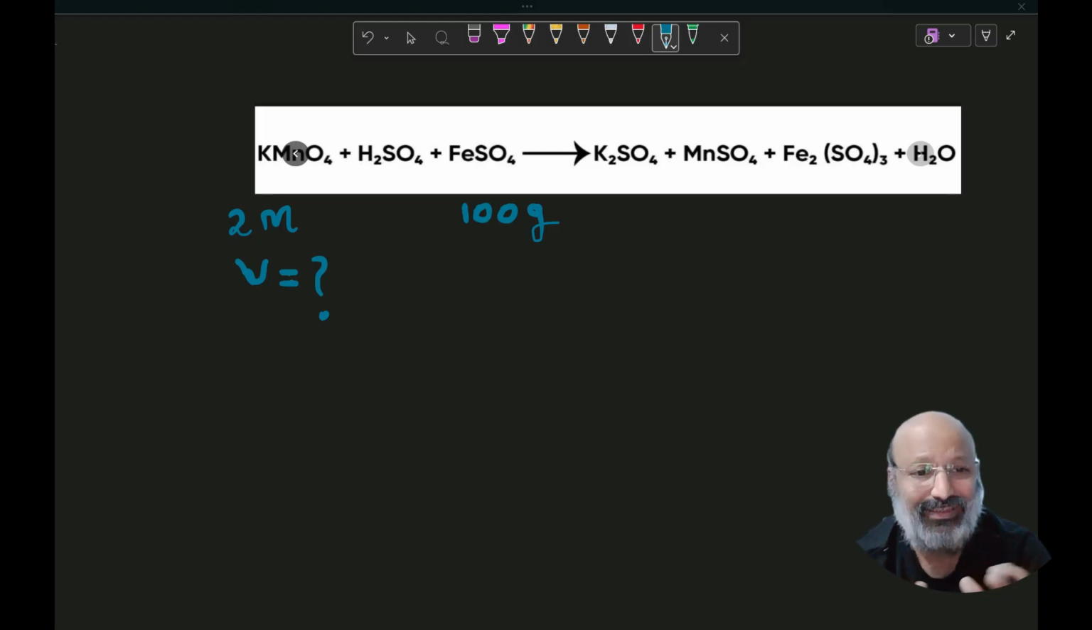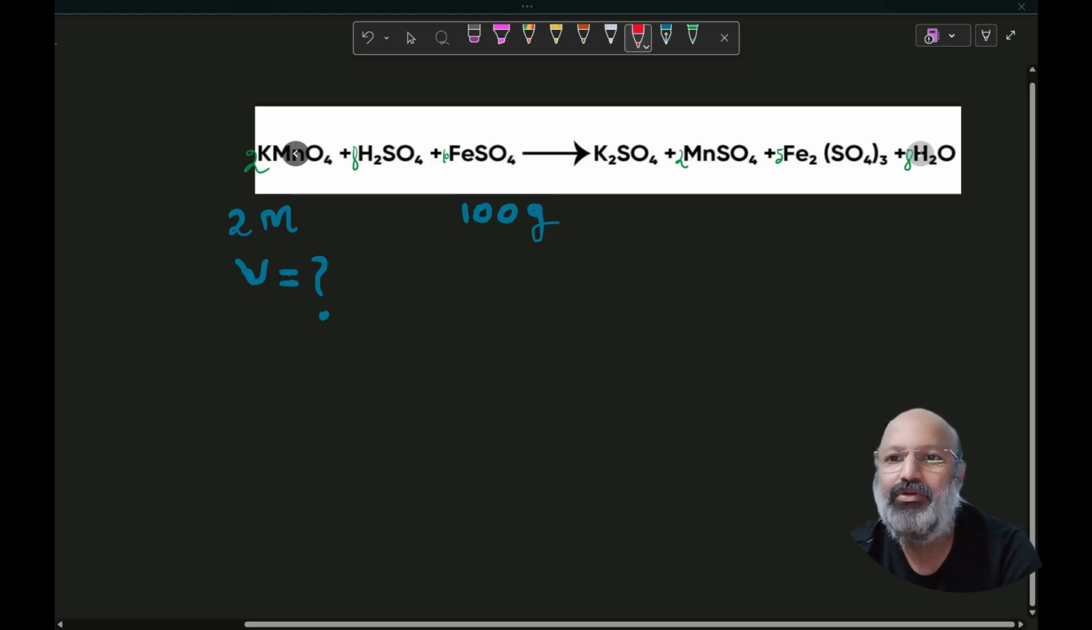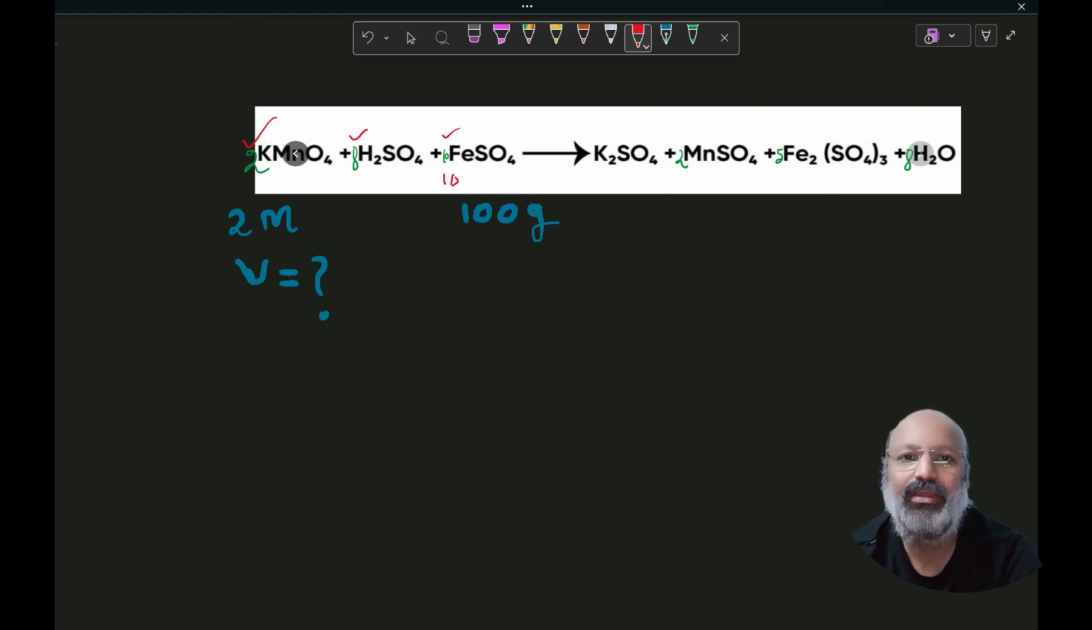First, you need to balance the equation. After balancing, you need to find the number of moles for FeSO4 and of course for KMnO4, and calculate in terms of their molar ratio as follows. Let me do this. I have written down 2 KMnO4, 8 H2SO4, 10 FeSO4. Remember it's a 10, okay? Then K2SO4, 2 MnSO4, 5 Fe2(SO4)3, 8 H2O.